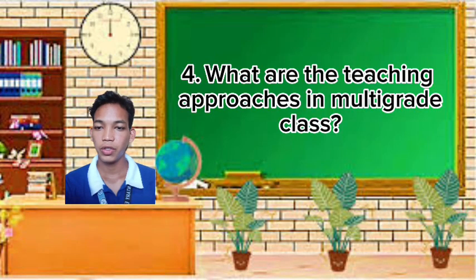Teachers employ various teaching approaches to effectively meet the needs of students at different grade levels. So first is small group instruction. So teachers often divide the class into small groups based on their grade levels, learning needs, or specific learning goals. So next, cooperative learning strategies promote collaboration and peer interactions among students at different levels. Multi-grade classrooms also often include opportunities for independent learning.